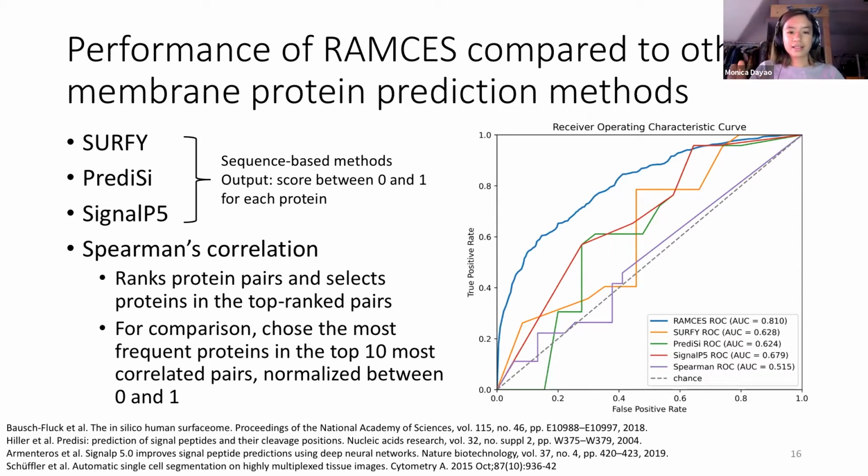And since that doesn't give a score between 0 and 1, for comparison, we chose the most frequent proteins in those top 10 pairs and then normalized them between 0 and 1, where 1 would be the most frequent protein in those pairs and 0 would be all the proteins that are not present in the top 10 most correlated pairs. And that result is in purple, and that actually performs quite poorly compared to Ramsey's.